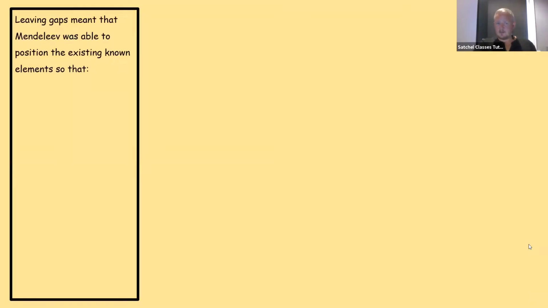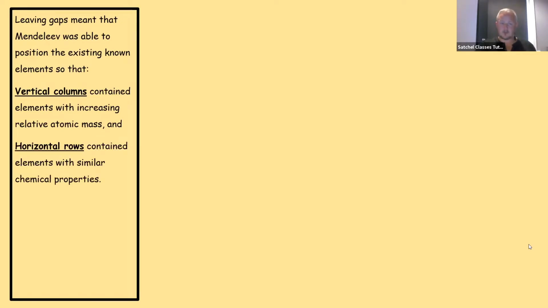Leaving gaps then meant that Mendeleev was able to position the existing known elements so that vertical columns contained elements with increasing relative atomic mass, and horizontal rows contained elements with similar chemical properties.